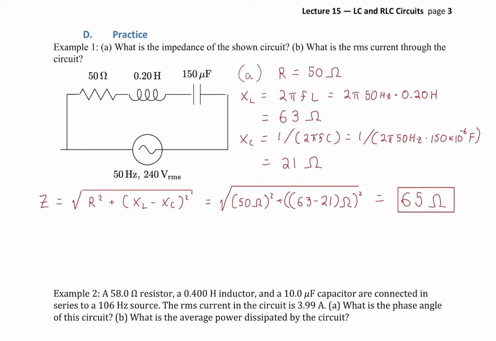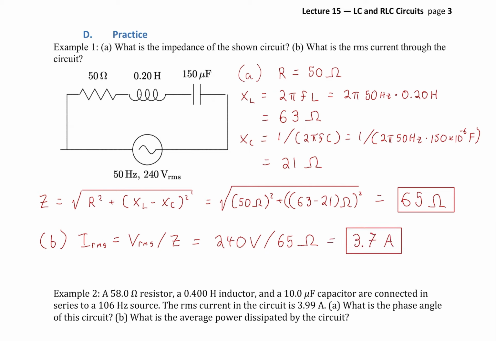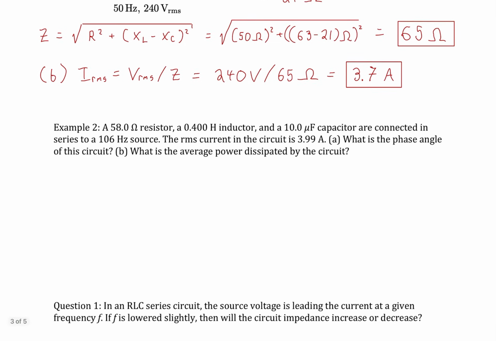Okay, and then part B, what is the RMS current through the circuit? Well, now we're just going to use this value in Ohm's law. So here we just rewrote Ohm's law to solve for the RMS current and plug in what we know. We know the RMS voltage is 240 volts divided by the impedance that we solved for in part A, and we get 3.7 amps. Excellent. Okay, onward to example 2.